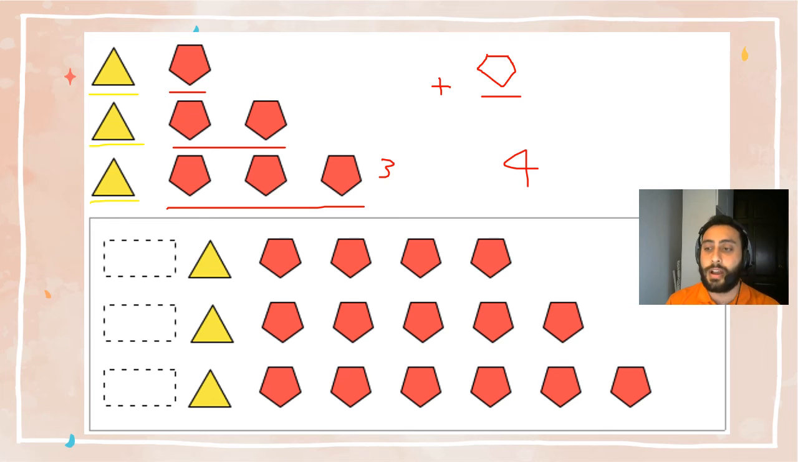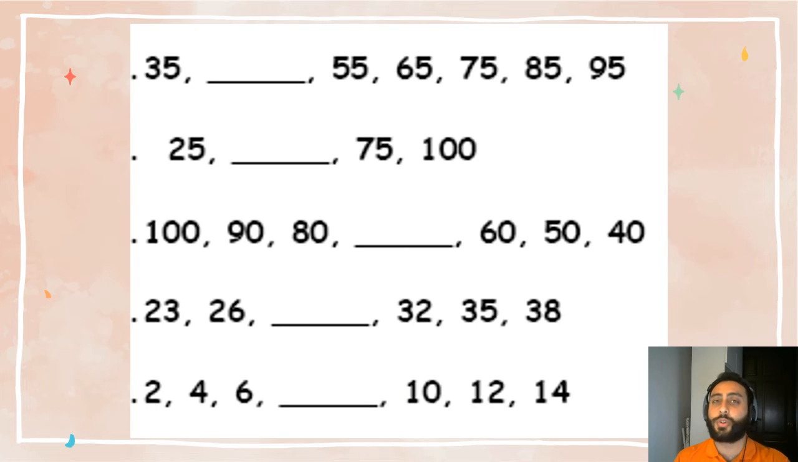So let's count which one. Is it this one? 1, 2, 3, 4, 5, 6. No, not this one. 1, 2, 3, 4, 5. No. We need 4. 1, 2, 3, 4. Yeah, we found that it's this one. All right, let's look at these ones. These are number growing patterns. It's a little hard, but I'm sure you can do it.